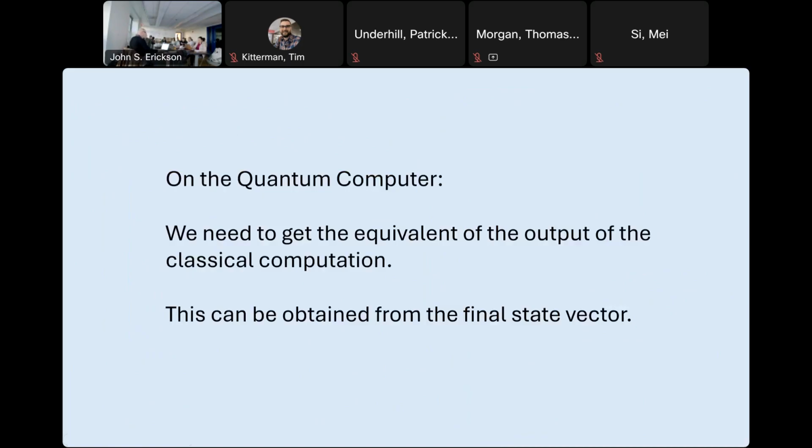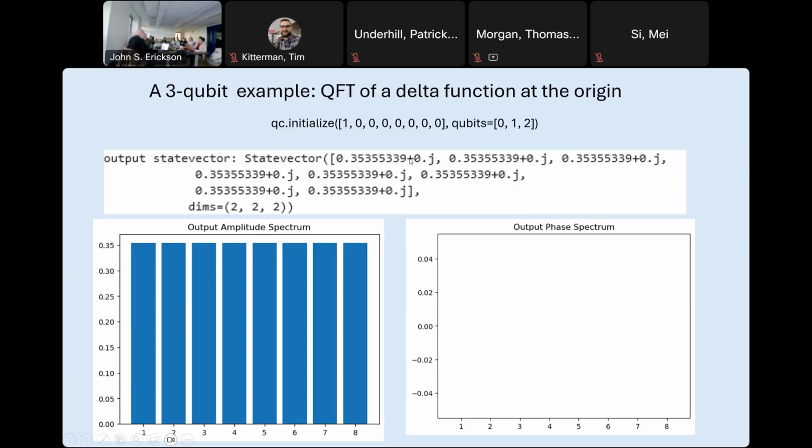Okay, so now let's get to the equivalent of the output classical computation, and we get this from the output, the final state vector of the quantum computation, and that's what we've done here. And this is the statement in the Python code where we initialize that vector. It's qc.initialize. And it does the equivalent of those 2 x's that we had in that first circuit at the very beginning. And here's the output state vector.